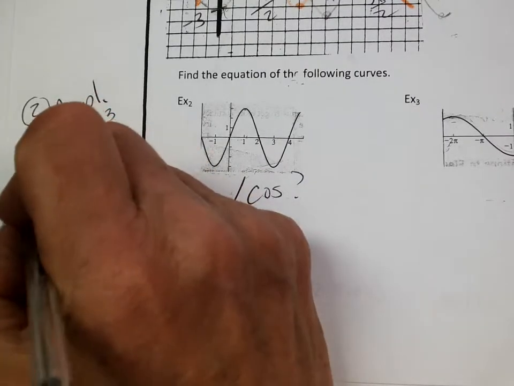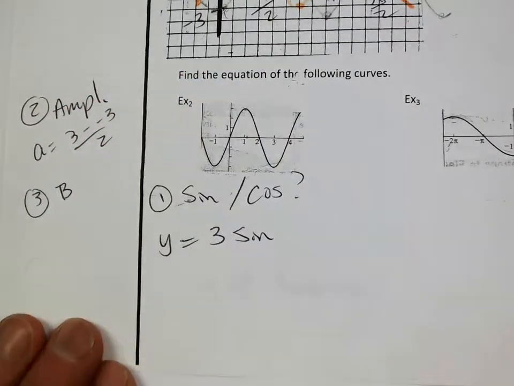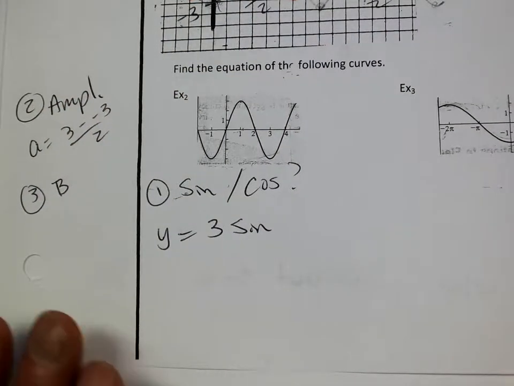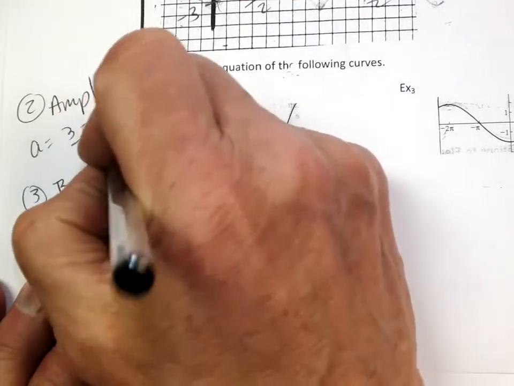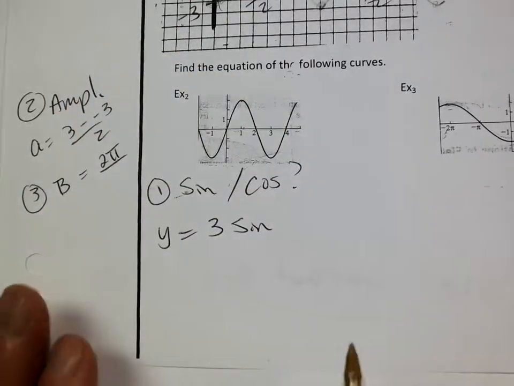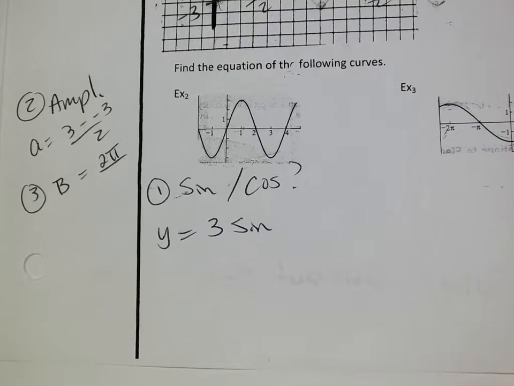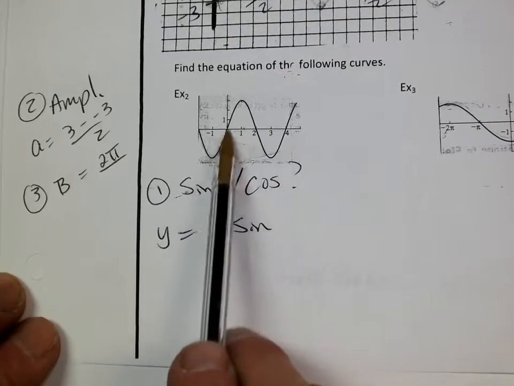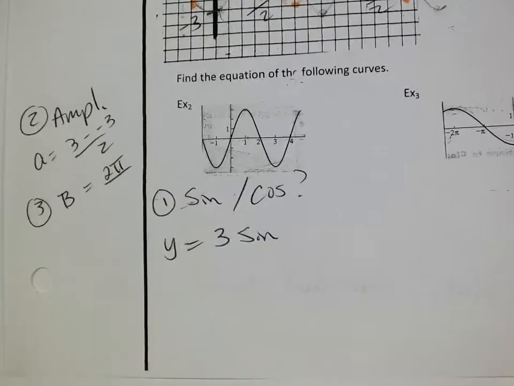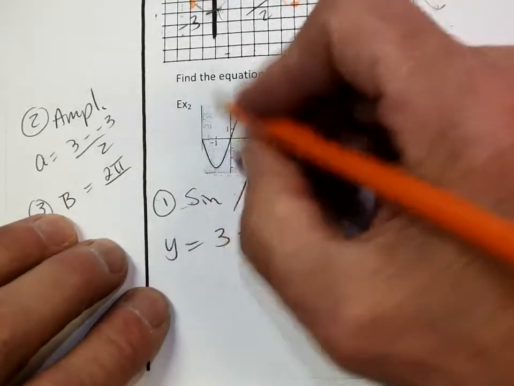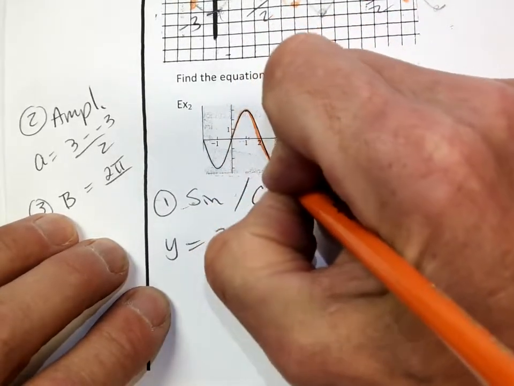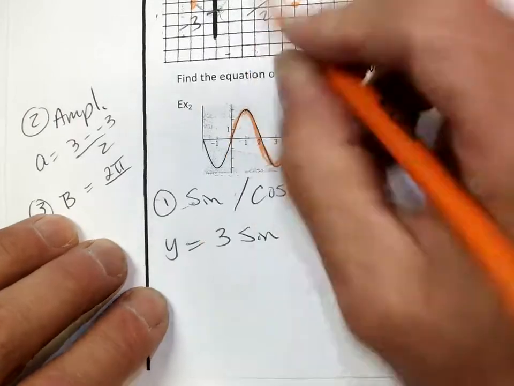Third thing I do is let's find b, which is the frequency, okay? So the way you find b is you take 2 pi divided by the width. Okay, by the width. Well, what's the width of this curve? One full ride, one full curve. I mean, you're going to take one roller coaster ride to right there. You guys see that? How wide is that curve?